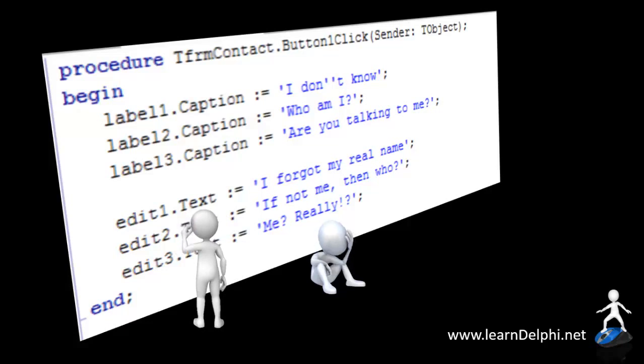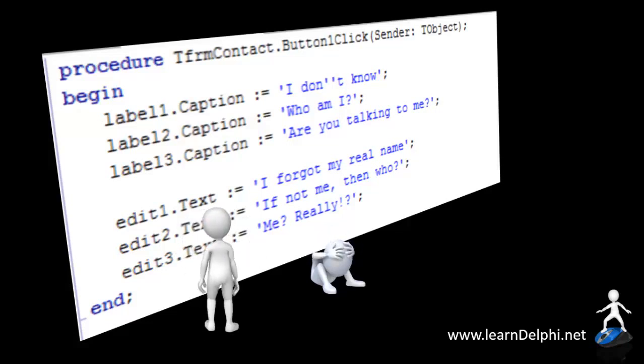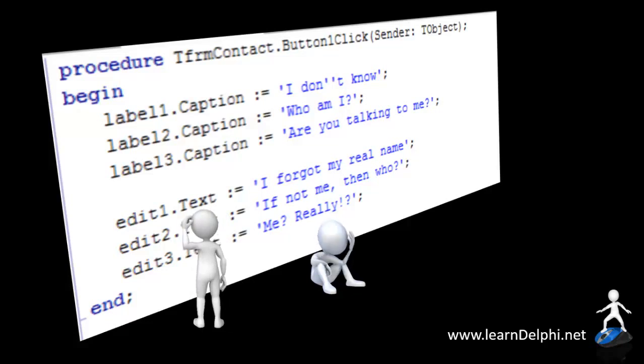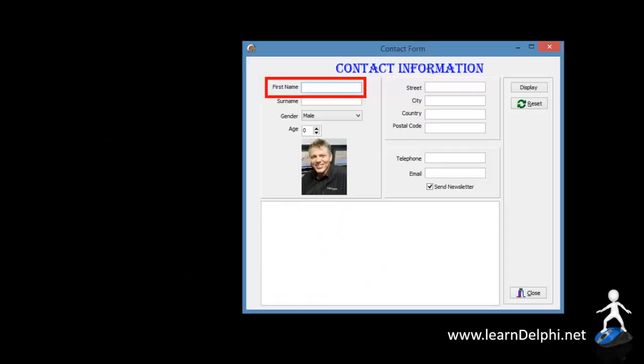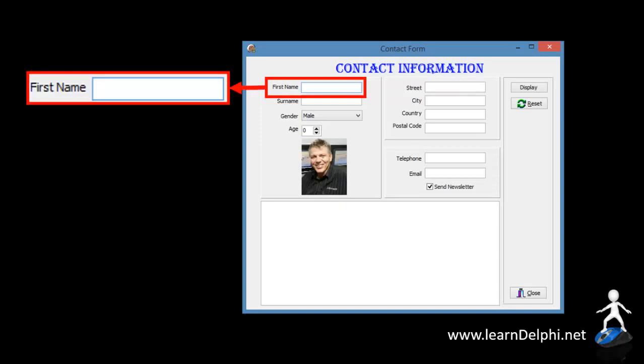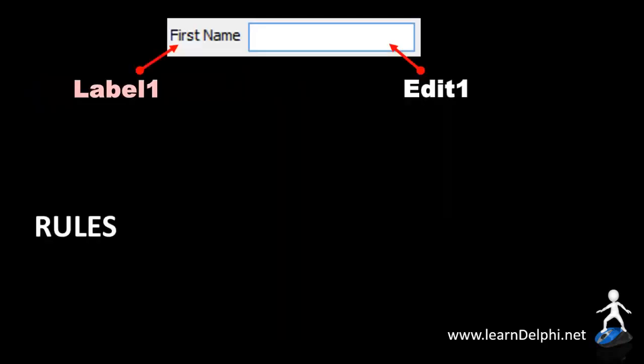When assigning names to your components, you must consider a few programmatic rules that cannot be violated. Let's have a look at these rules. In our application, we added this label and edit for the first name. I'm going to use these two components as examples throughout this lecture. The default name of the first name label is Label1, and the default name of the edit is Edit1.